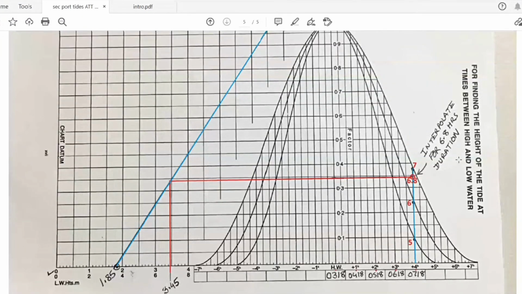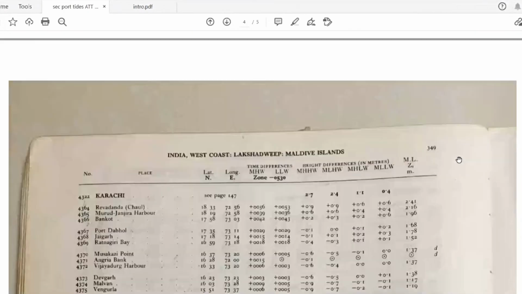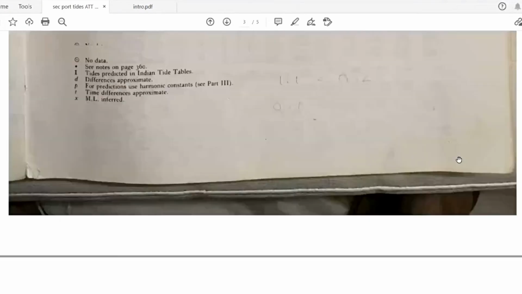Okay, sir. Excuse me, sir. Yeah, tell me. Sir, could you please open that initial calculation page? No problem. Today there is a lot of problem with connectivity.